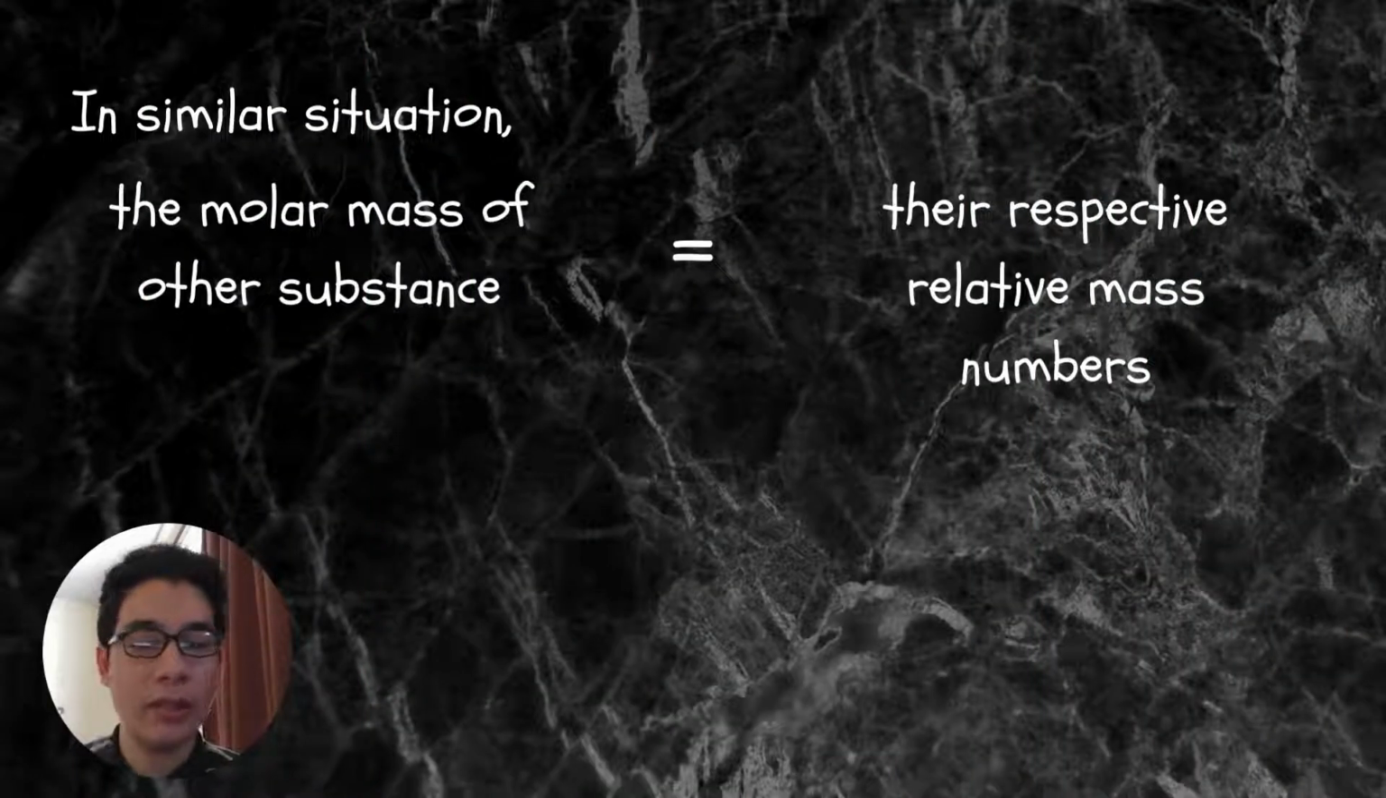In the previous slide, and the slide before, we used the example of carbon-12 on how to find the molar mass. But it isn't reserved for carbon-12 only. Any element, like it says here, in similar situations, the molar mass of other substances will always equal their respective relative mass numbers. It could be atomic mass or formula mass or molecular mass. Any relative mass that the compound or an element has will always equal the molar mass. So if you find the relative mass of an element or a compound, you will find the molar mass of the substance.